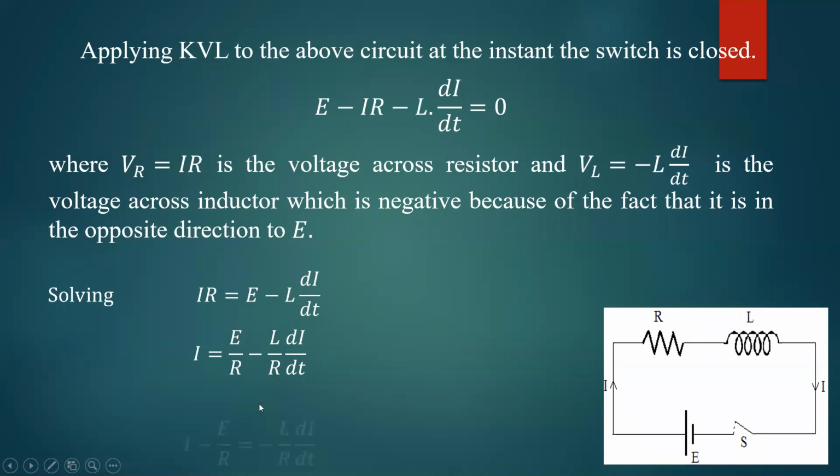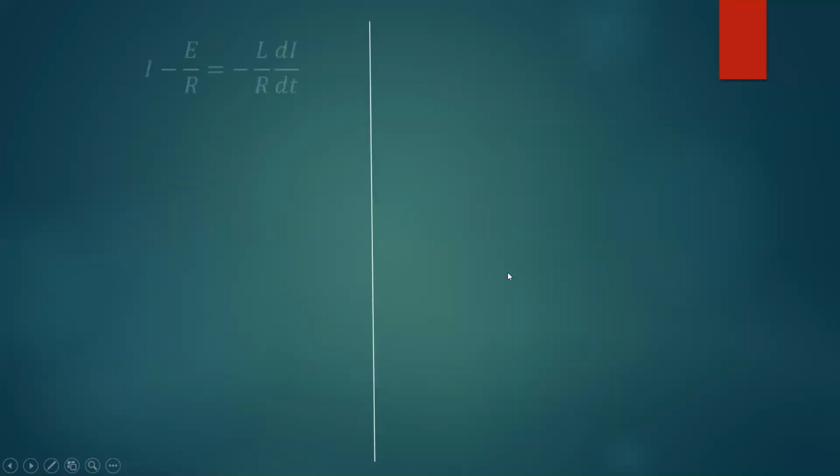Further solve this. To separate the variables, you collect the terms containing I on one side and the other terms on the other side. I will take this E by R to the other side. You will get I minus E by R equal to minus L by R into di by dt. That means the terms containing I should be taken to one side, and the terms containing t to the other side. So let us do that. Now this is the equation we have got: I minus E by R equal to minus L by R into di by dt.